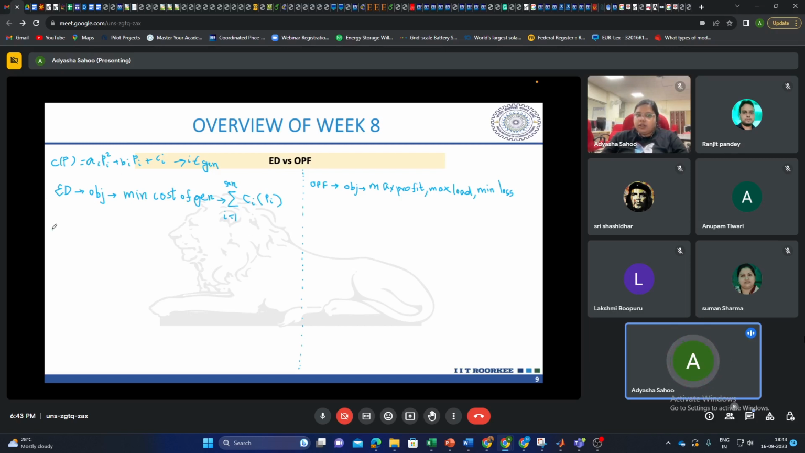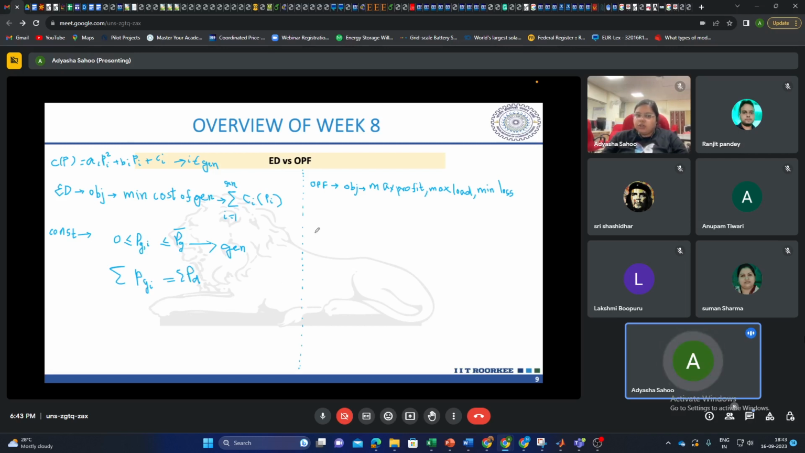Then moving to constraints, we have only one constraint here, which is the limit on the generators. Basically, this P_Gi should lie between the minimum and maximum limits for all generators. And we have that the summation of P_Gi should be equal to the total load. So this is the economic dispatch.